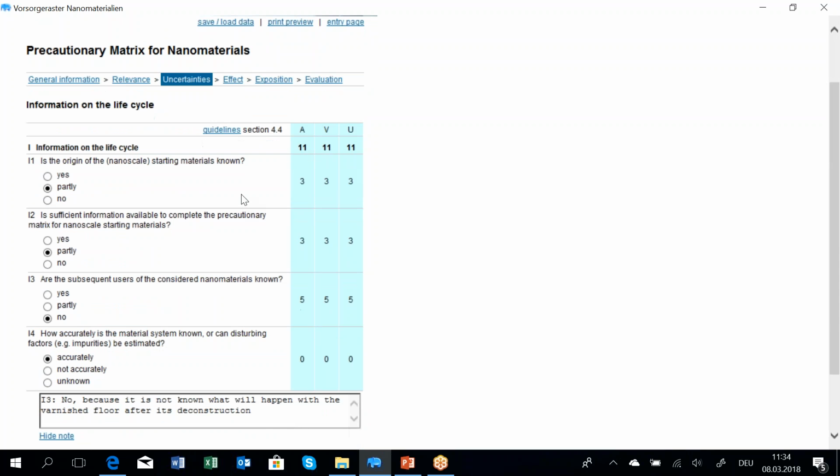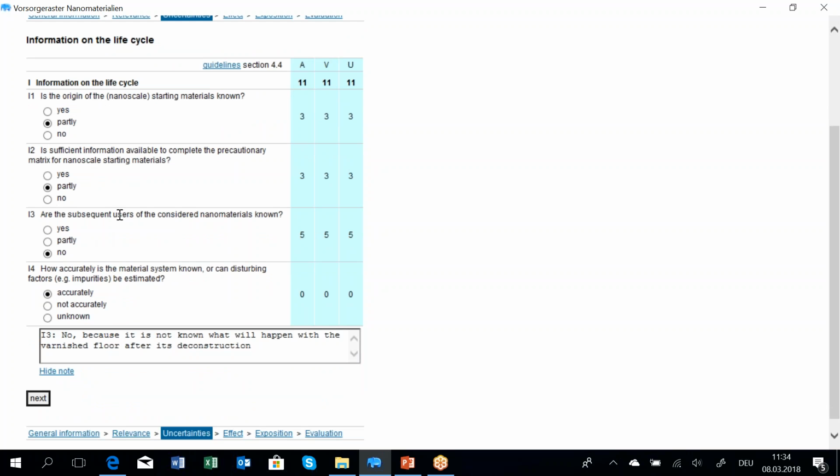For the uncertainties, it didn't change that we have only partly information about the nanomaterials and also partly sufficient information to complete the precautionary matrix. What changed here is the subsequent users. We do not know them, and that's because it's not known what will happen with the varnished floor after its deconstruction. And what also did not change, we have accurate information about the material system.